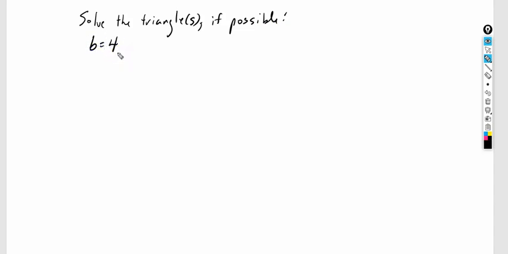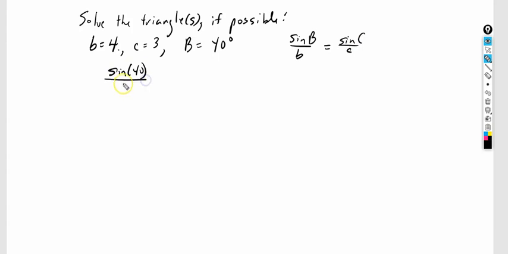We're told that B is equal to 4, C is equal to 3, and the angle B is equal to 40 degrees. Okay, so again, since I know both the angle B and the side B, I'm going to use this form of the law of sines, and I have partial information for C. So that's going to give me sine of 40 divided by 4 is equal to sine of C, which we don't know, divided by 3.